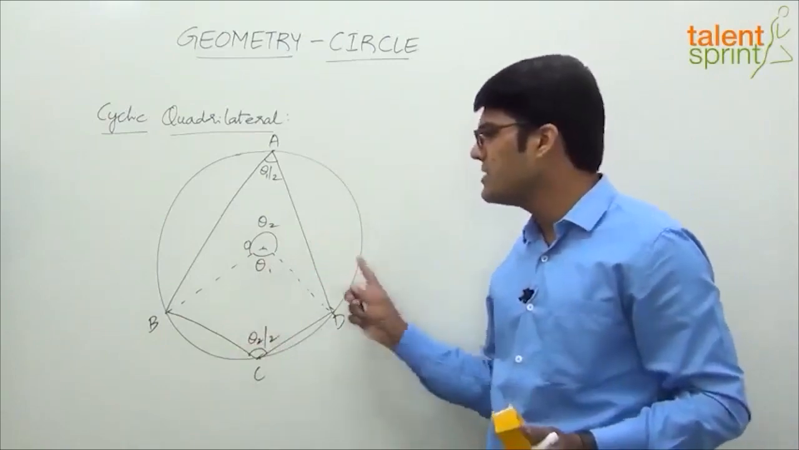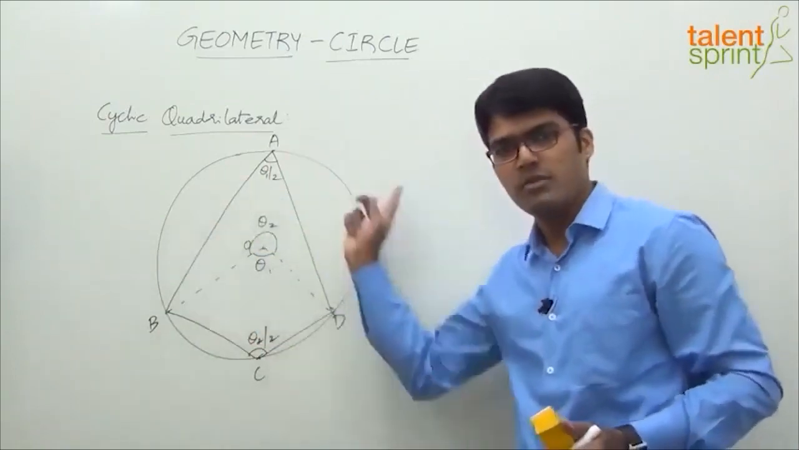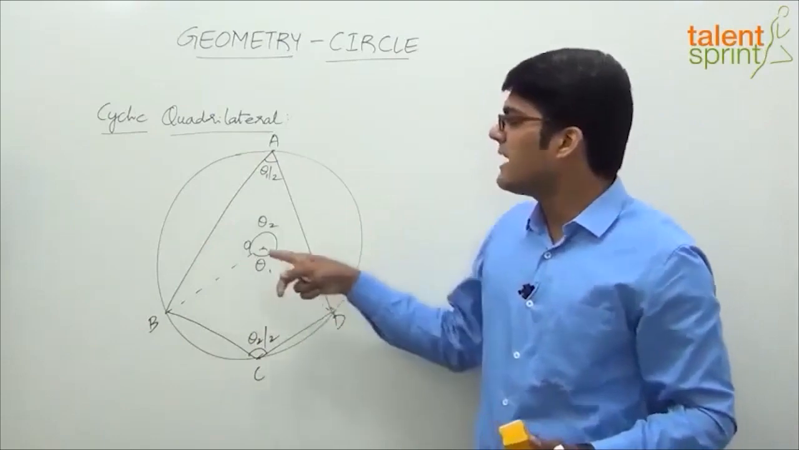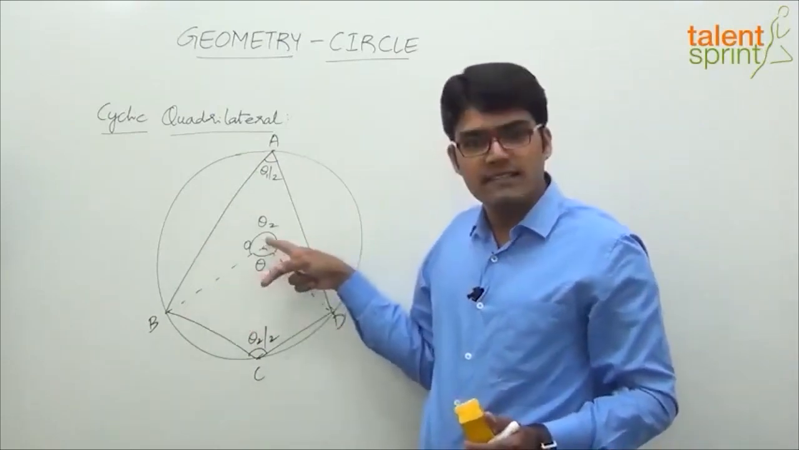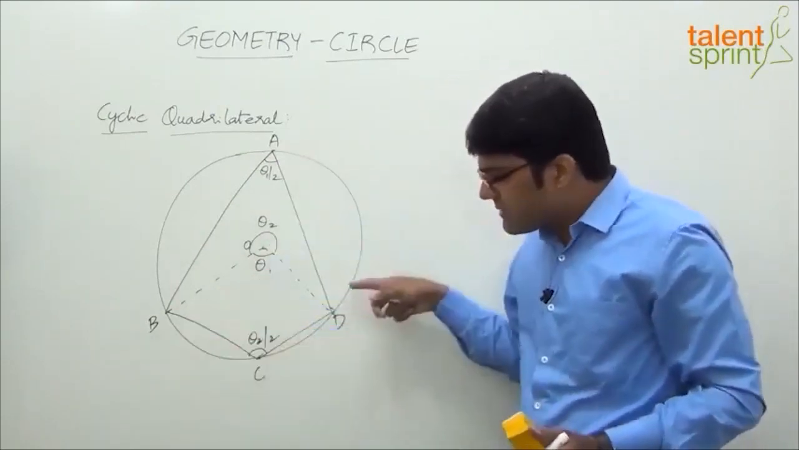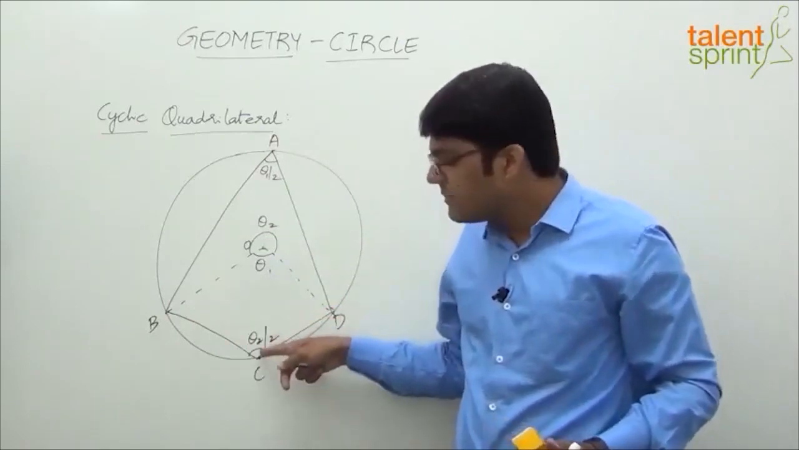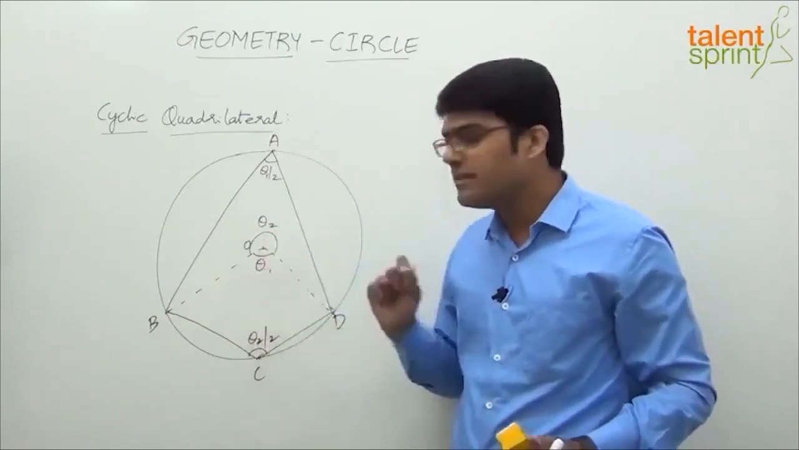Same argument again, right? The major arc BD, if you go from B to D in the clockwise direction, that's the major arc. That major arc makes an angle theta 2 at the center. And at any point on the alternate segment, let's say the point is C, the angle made will be half of this angle. So half of theta 2.